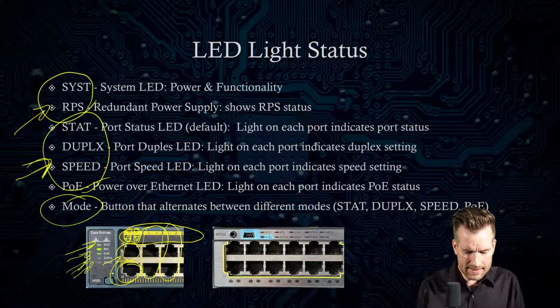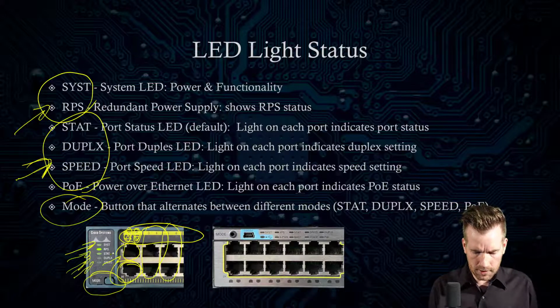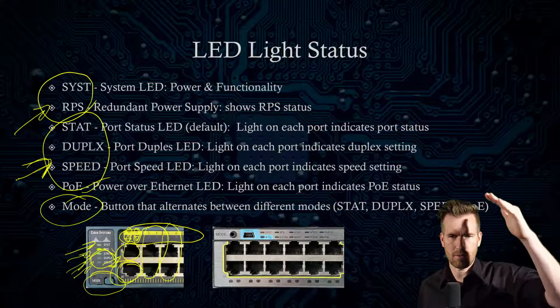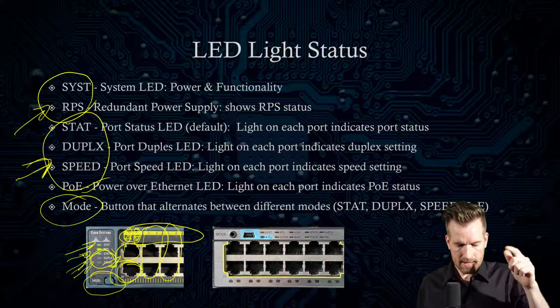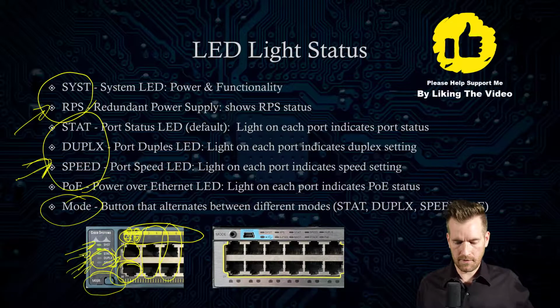When we hit the mode button right here, it will toggle between these different options. We press it and it will go down to the next one. We press it again and it will go down to the next one. We select stat, duplex, speed, PoE. We'll select those different options.